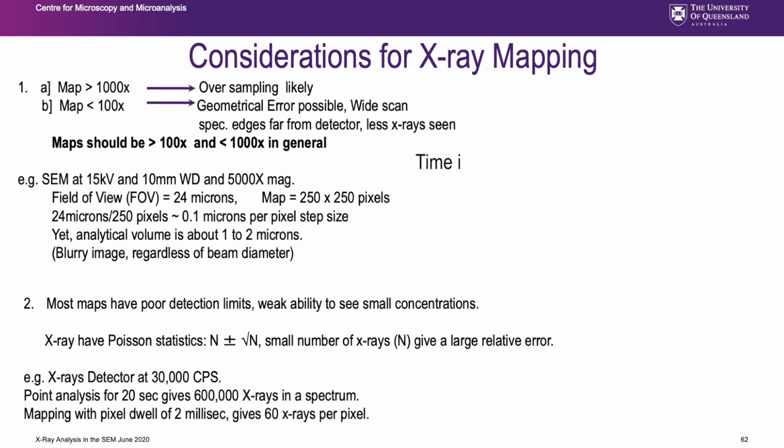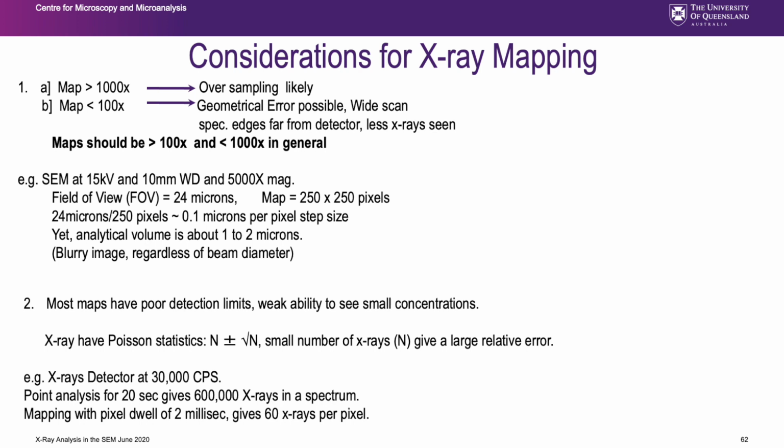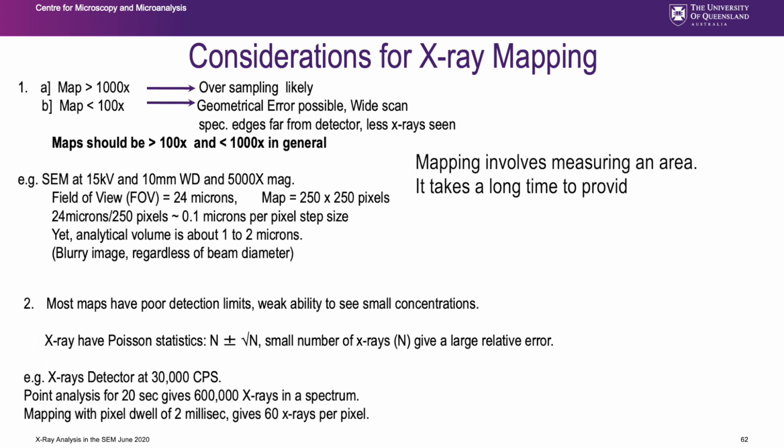So X-ray maps, unless they're done for a large amount of time, and by a large amount of time I'm talking days here, tend to be only good at showing big changes in the chemistry or the elemental composition. It's harder for them to show small changes. And if they are, you usually need to measure for much, much longer. Don't forget, you're now measuring an area, so it's R squared. To double the pixel density, it's 4 times as long.